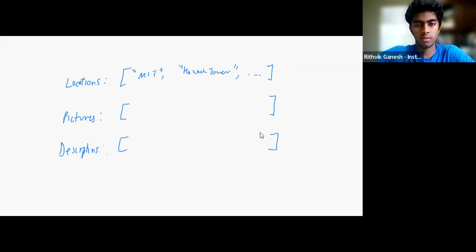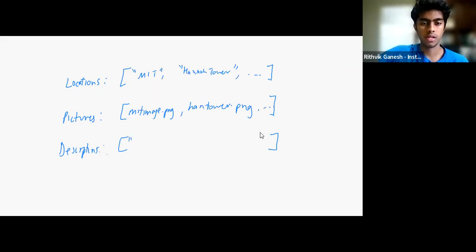So let's say you named it MIT image.png, Hancock, or you gave it your own name, png. And then descriptions, which I will give you guys, don't worry, is the long description of all these places. What you're going to notice really interestingly is that we can refer to all of these different objects by looking at the index they are in this list. By index, I mean, what number are these on the list?